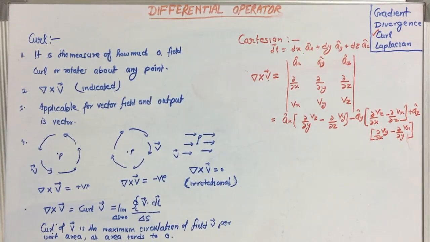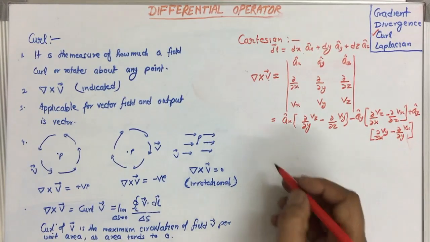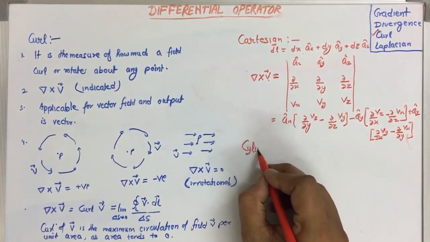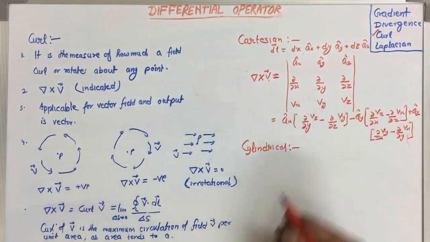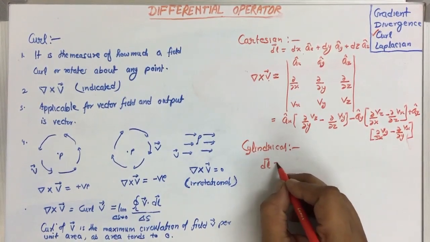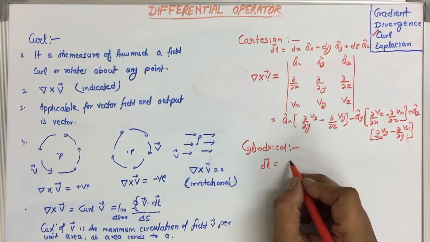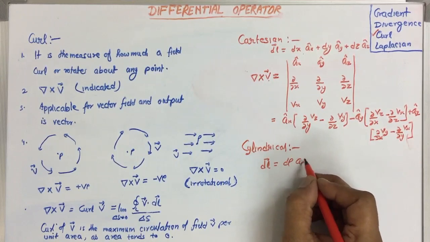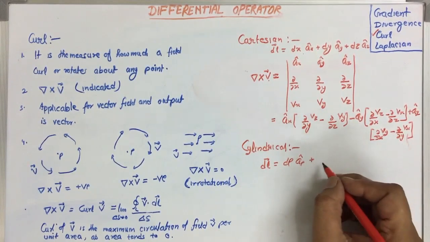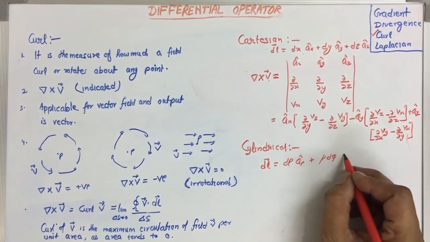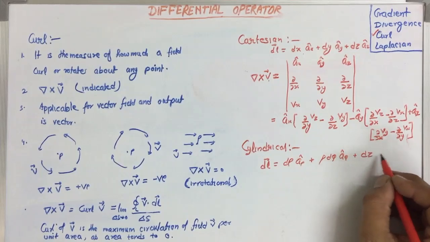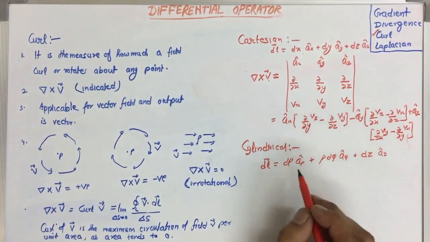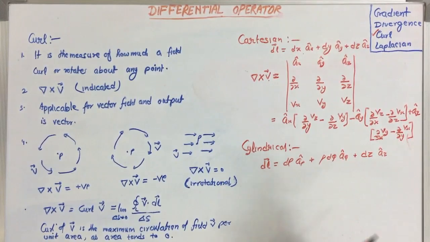Now in the cylindrical coordinate system, the first thing that is important to write is the differential length. In the cylindrical coordinate system, the differential length is d rho in the direction of rho plus rho d phi, because here the coordinates are rho, phi, z. So the differential length in that case is written like that.